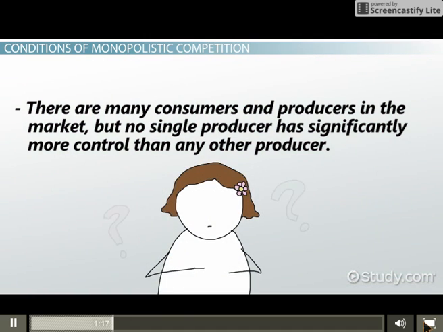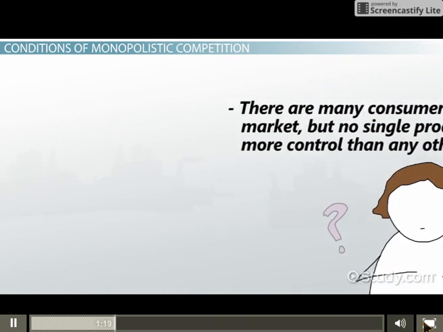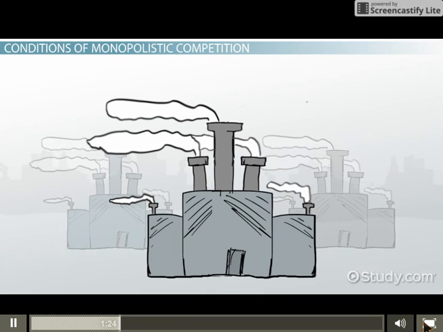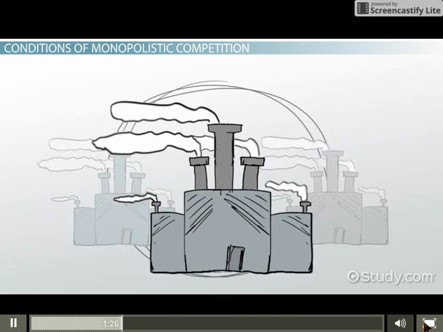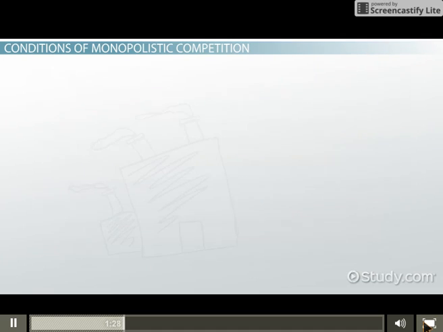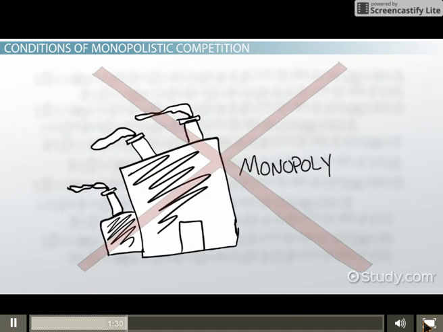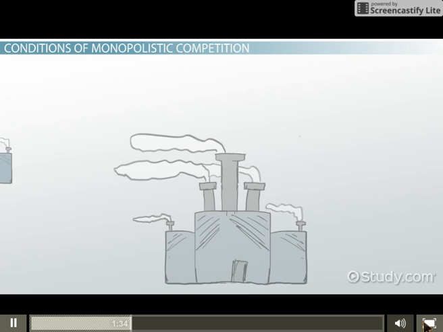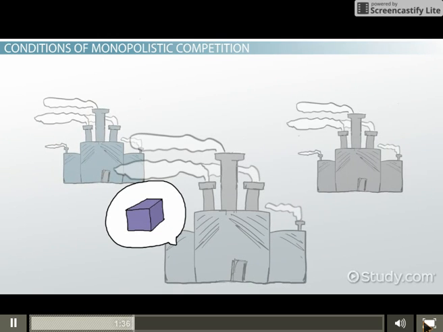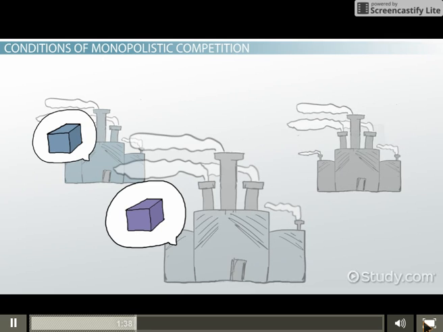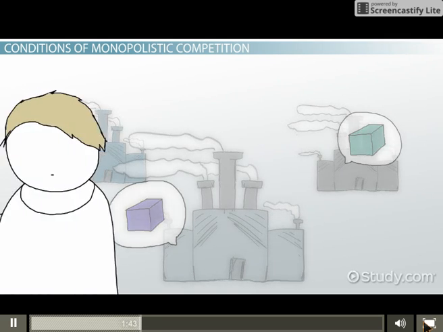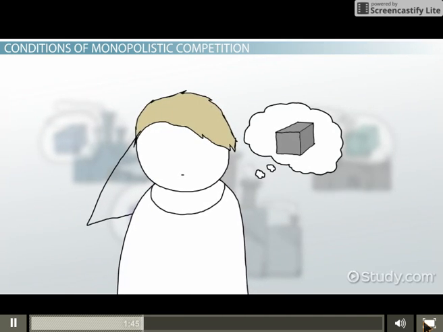The first condition may seem counterintuitive. Why would a market defined as monopolistic be required to have many producers? Remember, the term monopolistic refers to the industry. While it isn't a monopoly because there isn't a single firm, it is monopolistic because the many producers that do exist make products that, while not perfect substitutes for one another, are close enough that from the consumer's perspective, they can't go outside the industry to meet their needs.